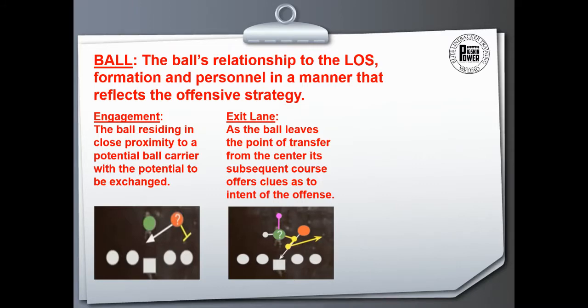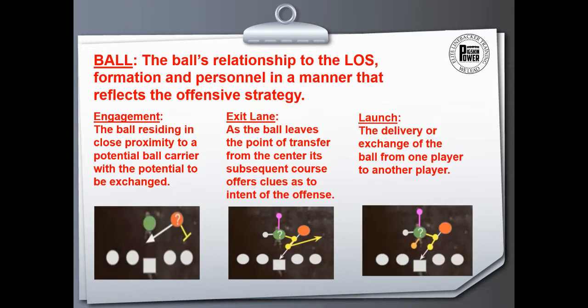So as the quarterback gets the ball, does he come off the line? Does he move away from the other players that are in close proximity? Does he exit down the line as if a read zone play? Does he turn away, for example, an RSO play? So how does the ball exit? So as we study film and we talk to our players, does the ball engage? What's the exit lane of the ball?